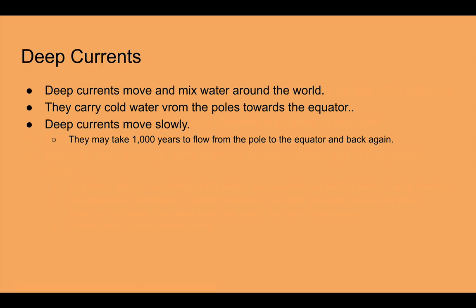So if you picture this, it's just like a conveyor belt where it's moving from the equator all the way to the pole where it gets heavy, gets forced down, and then it slowly makes its journey back towards the equator and mixes up the water. So that is a deep ocean current.